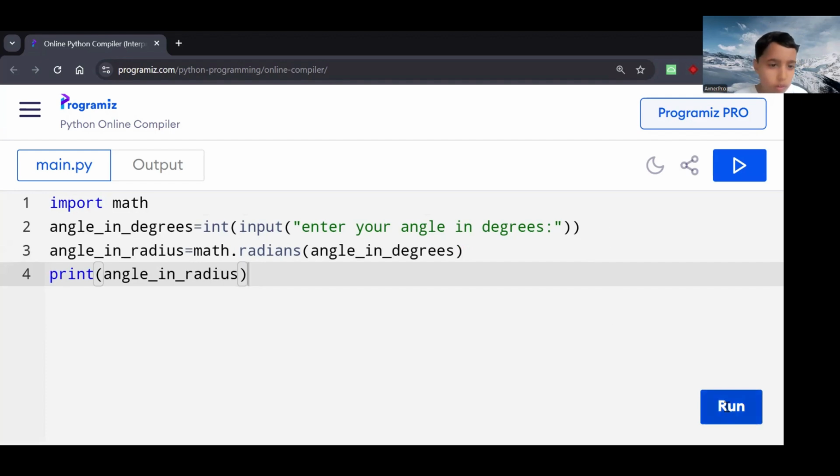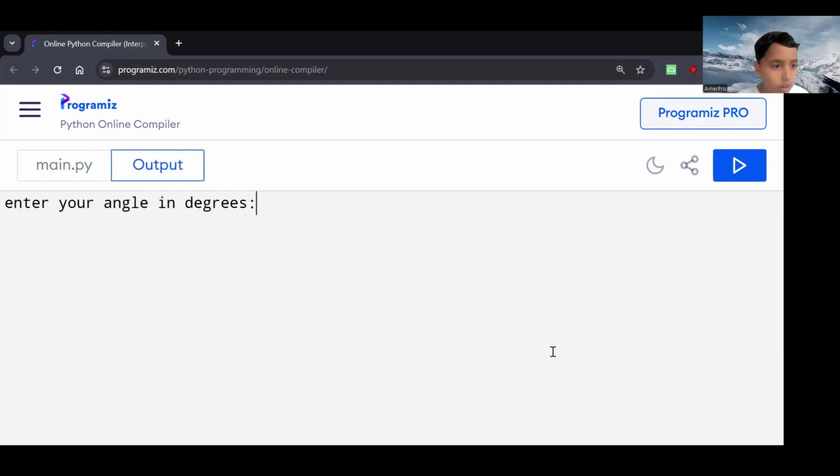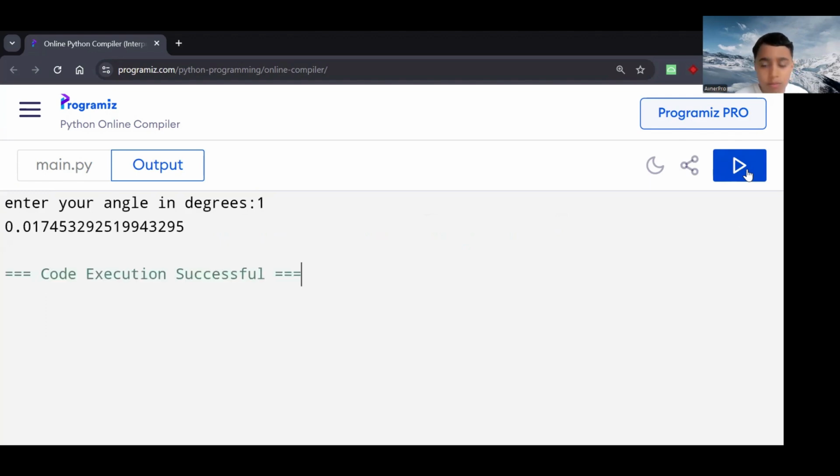So if we run the code, right, 23, see? If we write 1. Okay, so let's check. Okay, let's check. So guys, anyway, this is how the coding works.